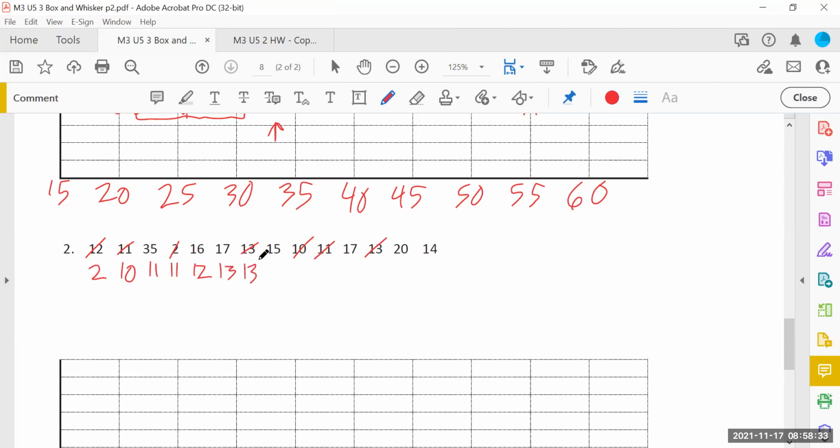If you can manage to line them up with the other ones, you'll be able to tell if you miss any. What's next? 16, 15, 14. There's the 14. 15, 16, 2 17s, 20, and 35.